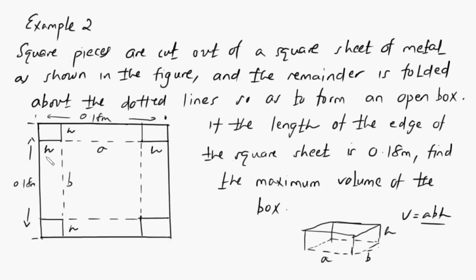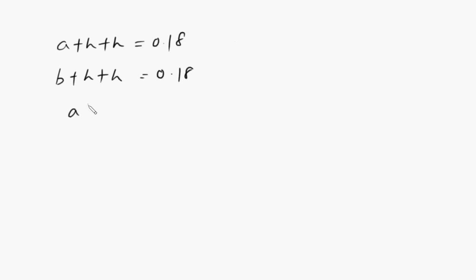So you can see that A plus H is 0.18, and B plus H is 0.18. We want to find the maximum volume of the box. Now let's go. A plus H is 0.18 and B plus H is 0.18. So it is just A plus 2H equals 0.18 and B plus 2H equals 0.18.